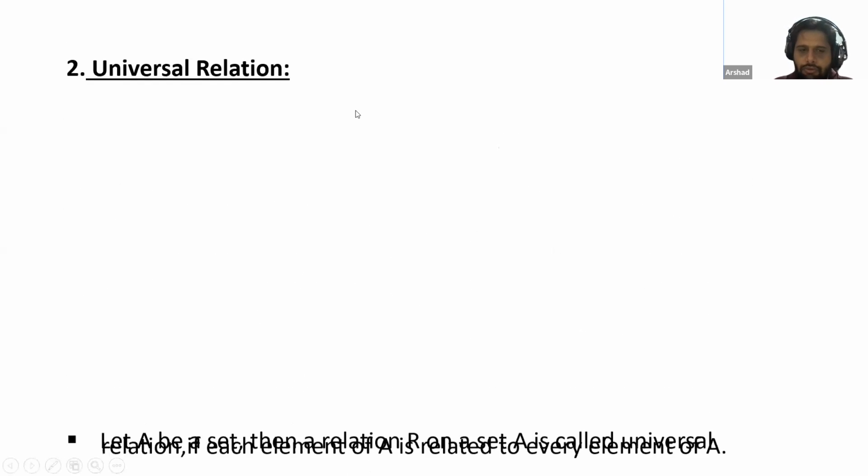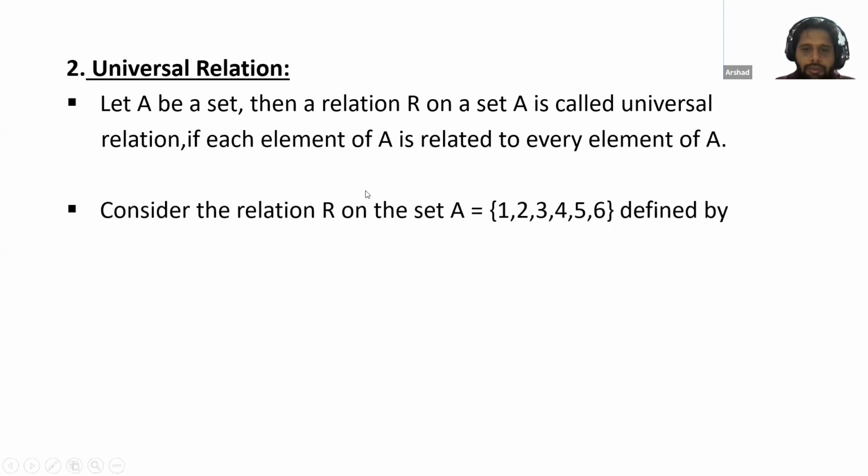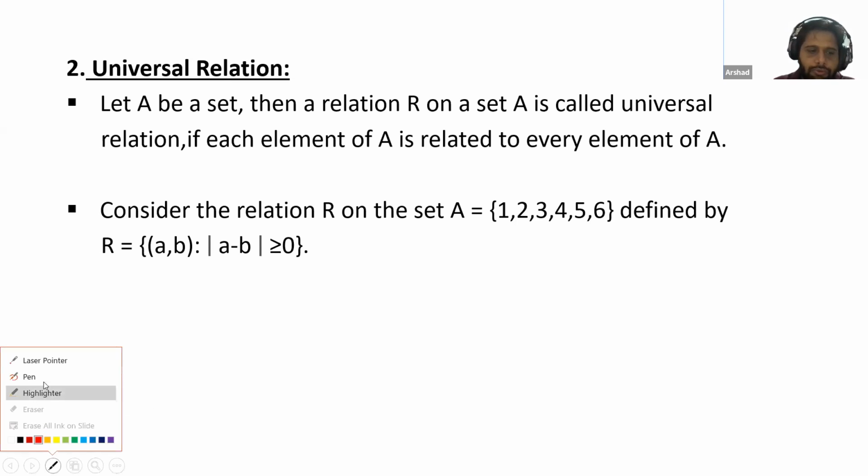Then we will check the universal relation. What is a universal relation? Let A be a set. Then a relation R on a set A is called a universal relation if each element of A is related to every element of A. So what does this mean? Suppose we take an example: we have this relation on this set. The set is 1, 2, 3, 4, 5, 6. And this is the relation: modulus of A minus B is greater than or equal to 0.